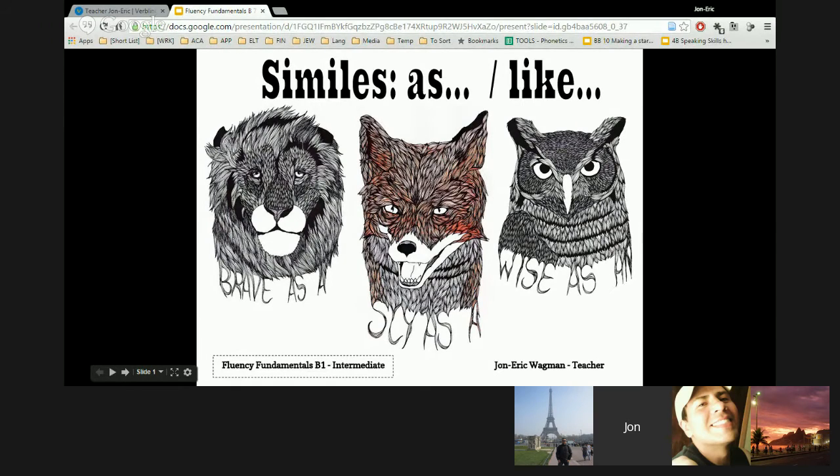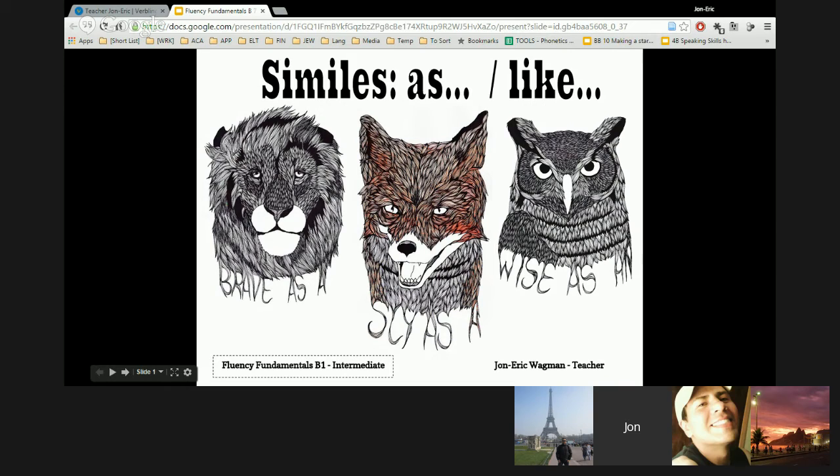I'm sorry. Can you repeat, please? Look at the picture in the center. Okay. Do you see the picture? Look at the words below. Sly as a, and the animal is fox. Yes. How do you say fox in Portuguese? In Portuguese, raposa. Raposa. How would you say sly as a fox in Portuguese?